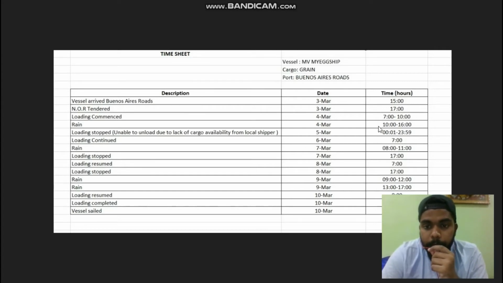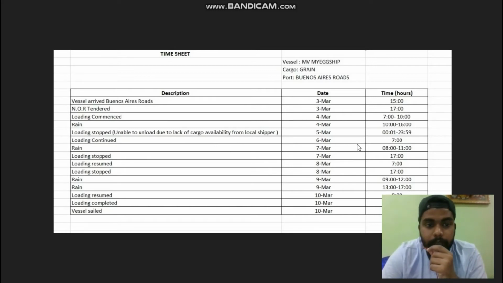The loading was stopped because of the rain. The rain continued until 16 hours. The next day, 5 March, the loading was stopped from 0001 hours until the end of the day, 23 hours 59 minutes, because of the inability to load due to lack of cargo availability from the local shipper.